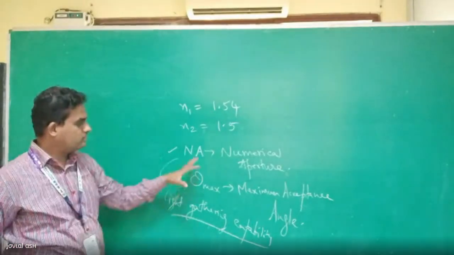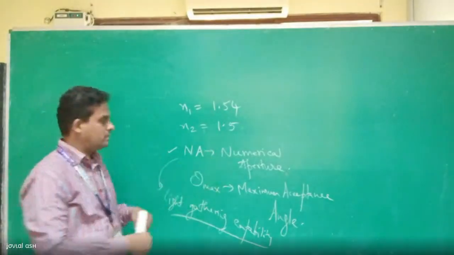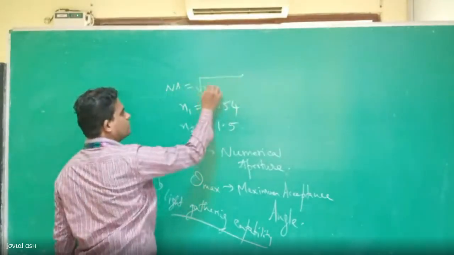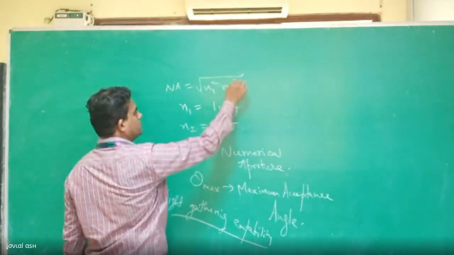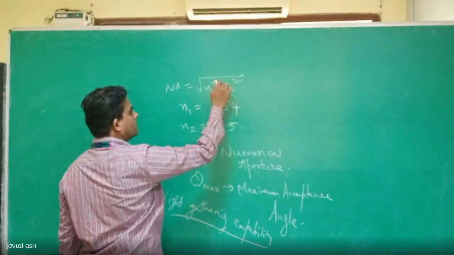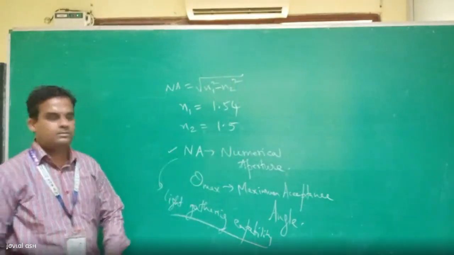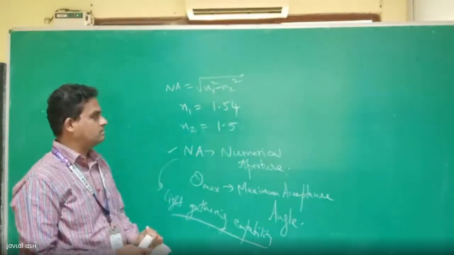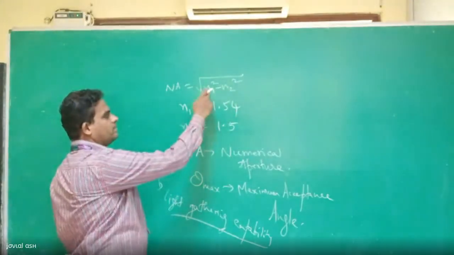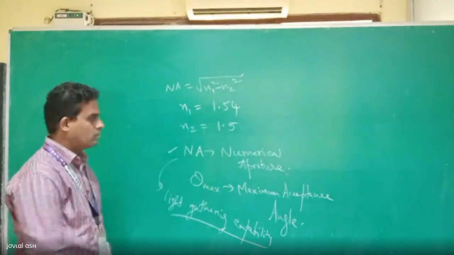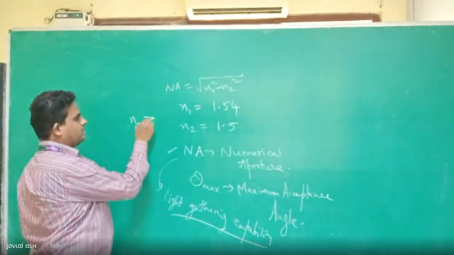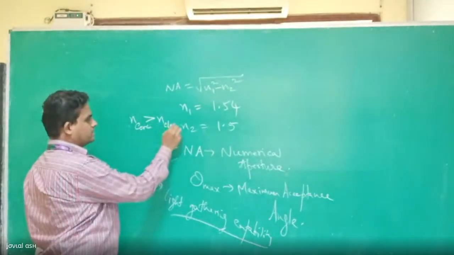Simply, if you want to calculate the numerical aperture, you can take NA equal to the root of N1 squared minus N2 squared. Simple. This will give you the aperture: N1 squared minus N2 squared, not in reverse, because N1 will always be greater than N2. Always remember the core refractive index will be greater than the cladding refractive index.